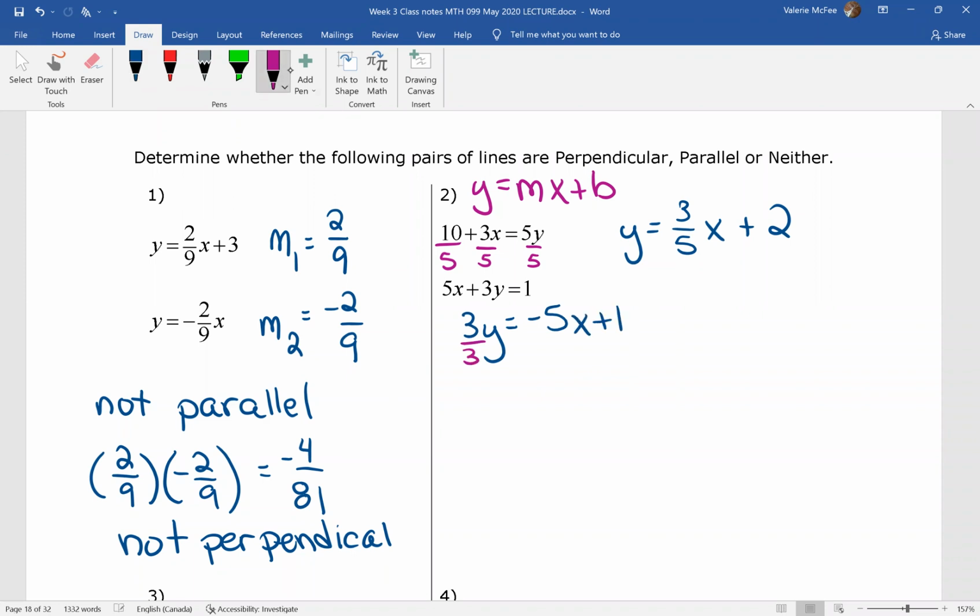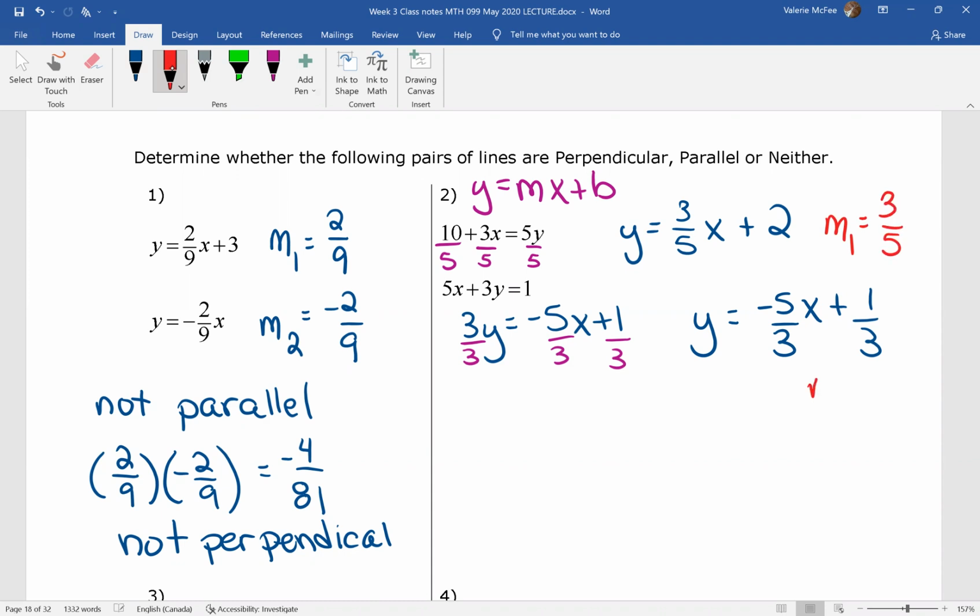The next one, well, I need to subtract 5x from both sides, divide by 3, y equals -5/3x plus 1/3. Our first slope, 3/5. Our second slope, -5/3.